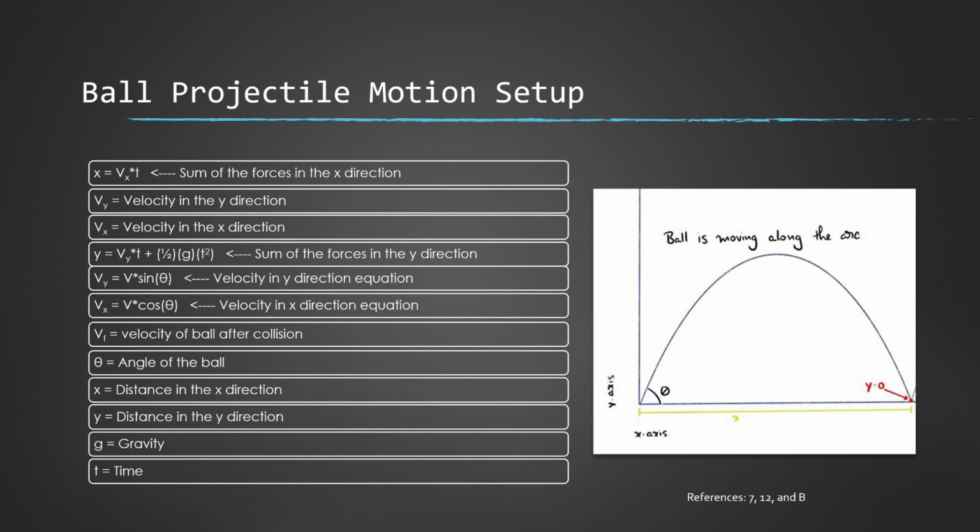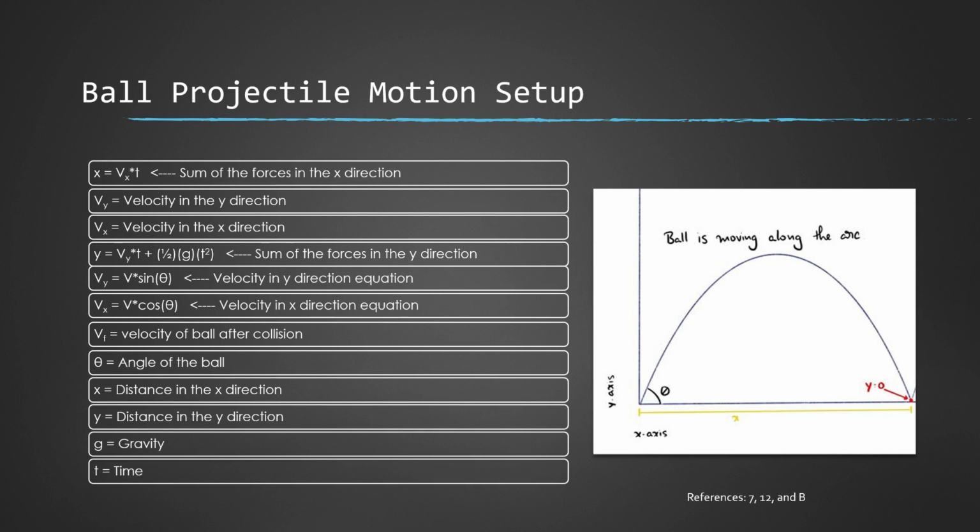So here is how we set up our projectile motion equation. We have our equation to find distance, and these are all the symbols that we're going to be using for our equations. So as you can see, Vy is velocity in the y direction, Vx is velocity in the x direction. The equation for velocity in the y direction is v times sine theta, and velocity in the x direction is v times cos theta.